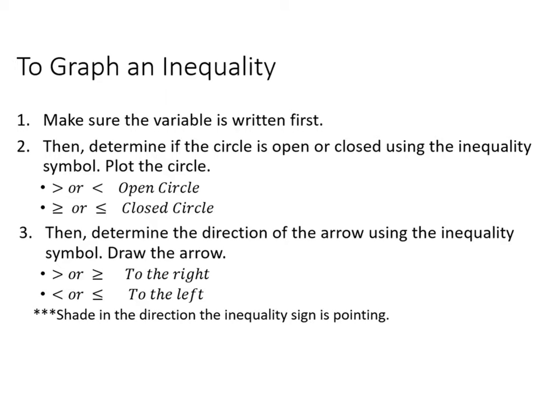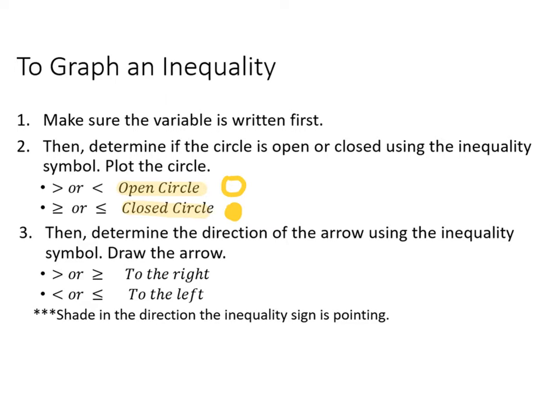In order to graph an inequality, you're first going to make sure the variable is written first. Then determine if the circle is open or closed using the inequality symbol. If you have a greater than or a less than symbol, without the line beneath it, you're going to use an open circle. So you would plot a point with your open circle. If it's greater than or equal to or less than or equal to, you would use a closed circle, or just a traditional point.